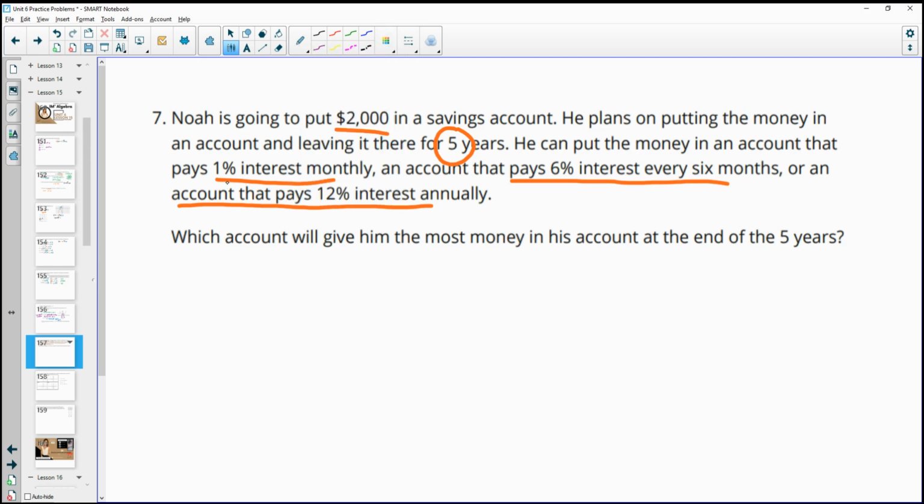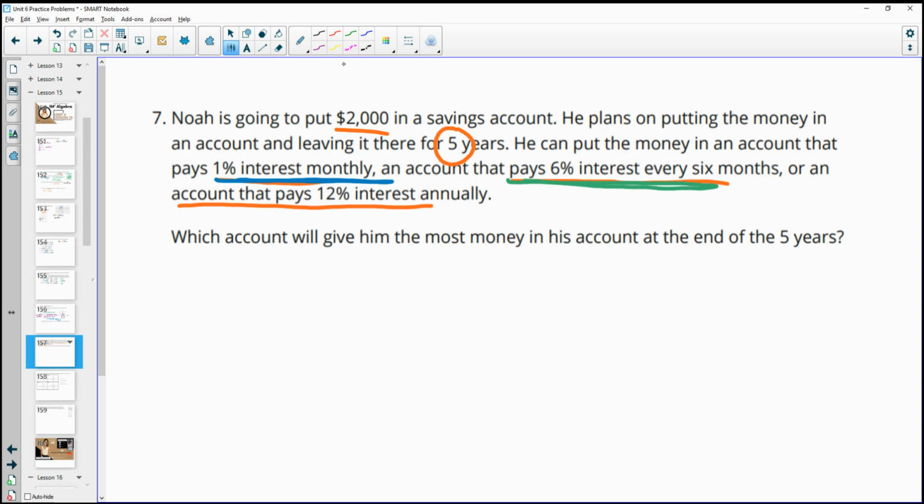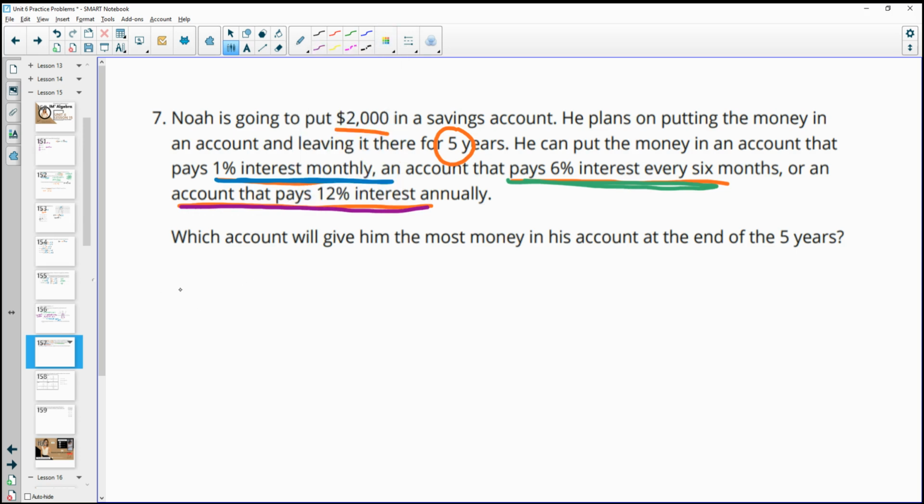So these are the things that are changing. So 1% monthly is going to be one of these. Then we've got the 6% every 6 months, and we've got 12% annually. So let's write out the different equations for this. So a couple of things that stay the same is the amount of money that he's investing. Okay, so he's got 2,000, and then he's going to multiply this by the growth factor. And he's going to put this in for 5 years.